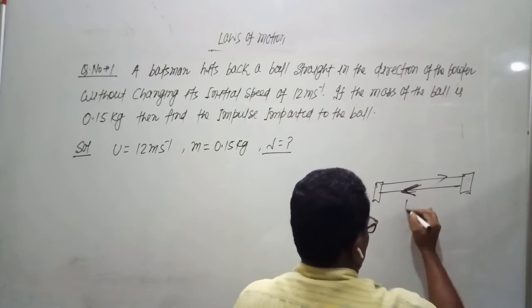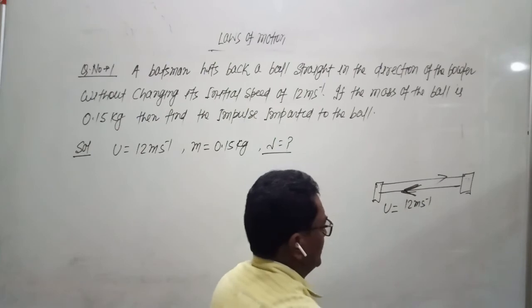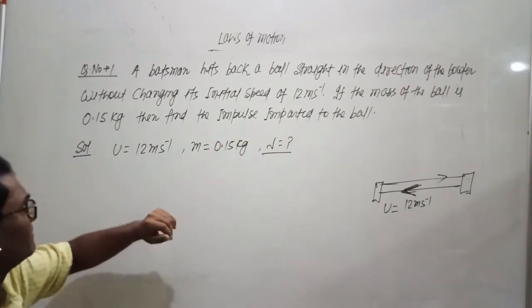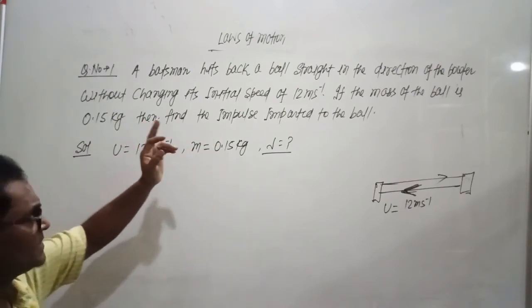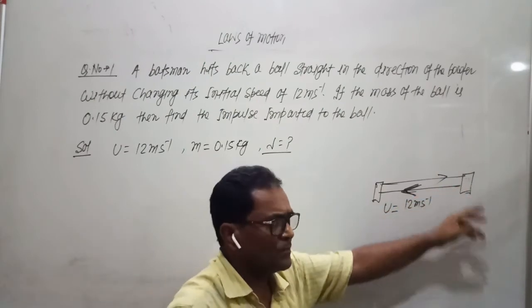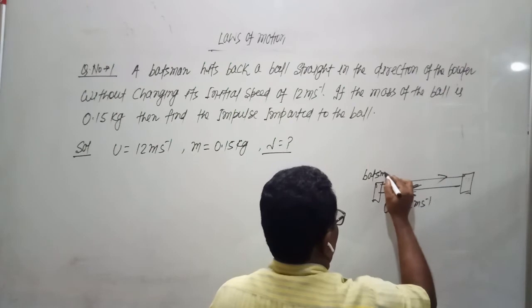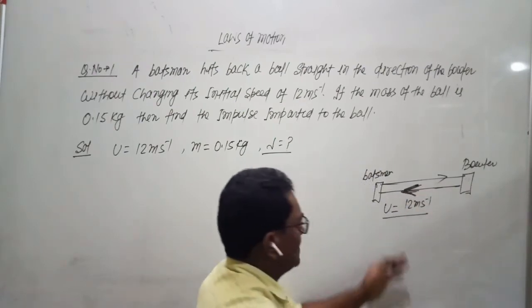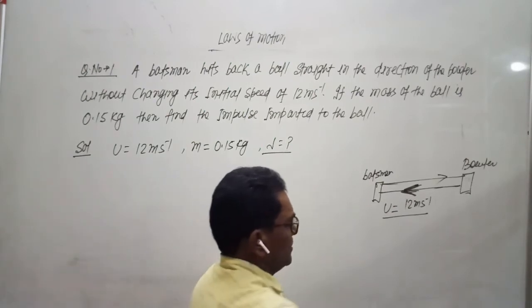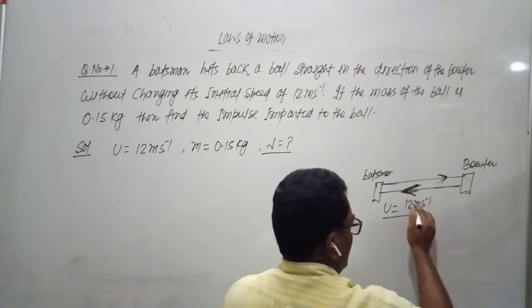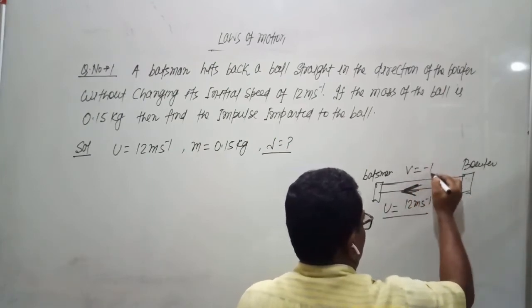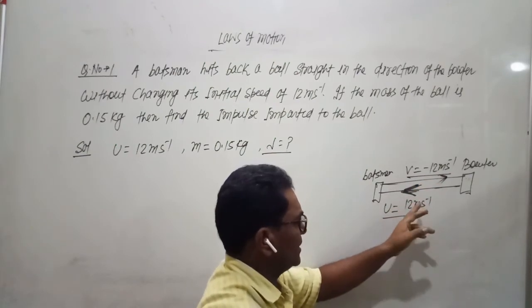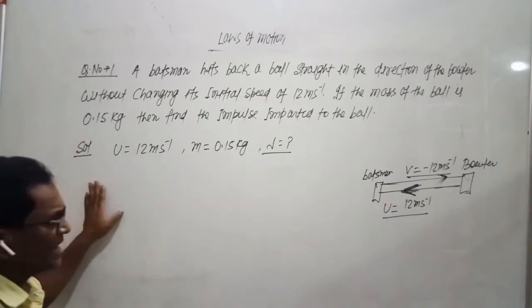The velocity was 12 meter per second, which we take as the initial velocity, and the ball is sent back with the same speed, without changing its initial speed. Bowler throws the ball with a speed of 12 meter per second and batsman hits the ball in the direction of the bowler without changing its speed, but the direction gets changed. If this direction is taken as positive, then V would be negative, minus 12 meter per second. V is the final velocity and U is the initial velocity. There is no change in the magnitude of the velocity, but its direction gets changed.